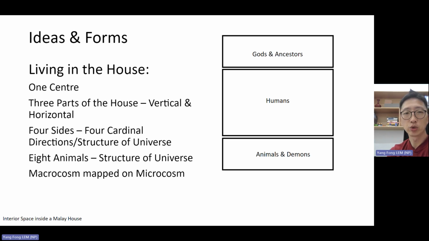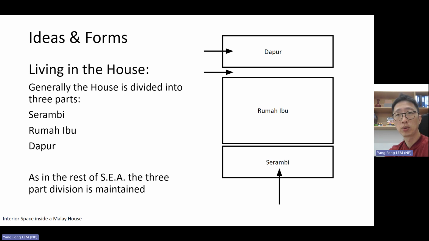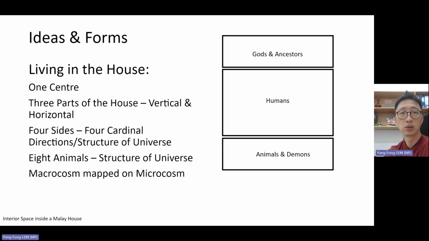The Serambi is the in-between space between the outside and the inside, where animals and demons can still linger around, because it's between the space of the humans and the space outside. The Rumah Ibu is where the human stays. The main activities are living, dining, sleeping. That will be the main part of the space. And the Dapur at the back is for worshipping your ancestors and the deities. I'll just say deities and ancestors. The spiritual deities are one part of the spiritual forces that are worshipped. The other part is ancestors. And the worship of ancestors is something very central to Oriental philosophy.